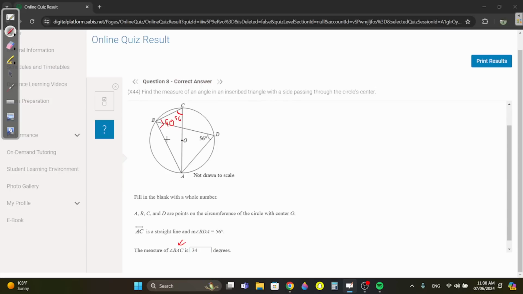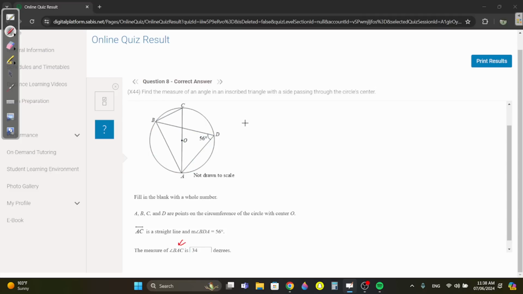Okay, why? Because this intercepts this arc, right? What also intercepts this arc? This angle 56 intercepts this arc because look here. This angle 56 is like this. Intercepts this arc. So this one also intercepts this arc. I just want to show you how. Since they both intercept this arc, that means they're both equal. So this is 56, this is 56.